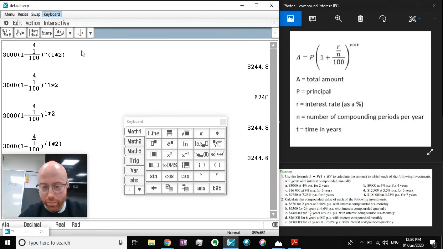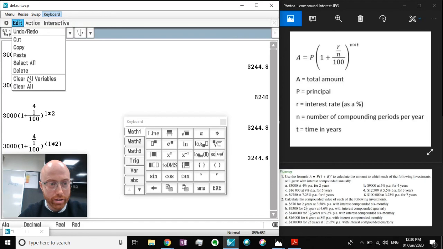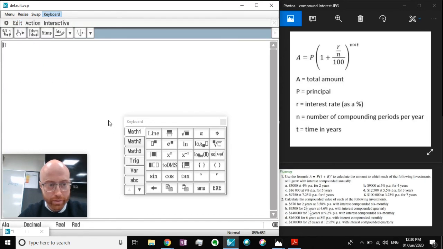Okay, let's check out one of the questions from 2. I'll just clear my screen, edit, clear all. And I'm going to go to A. Calculate the compounded value of each of the following investments. $870 for 2 years at 3.5% per annum with interest compounded 6 monthly. Okay, notice that the interest is not compounded once per year, which means the end value is going to be different. Okay, so let's sub the stuff into our formula.